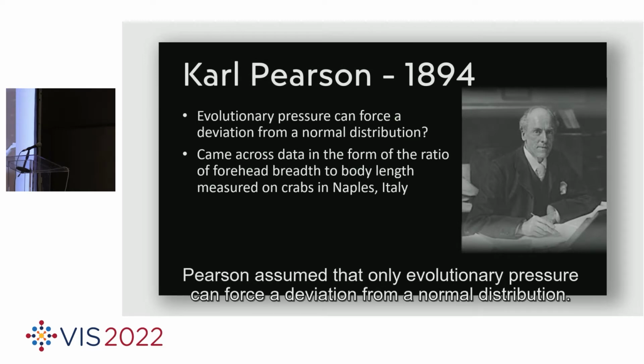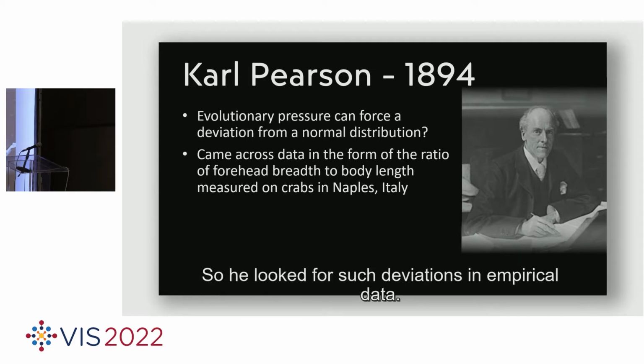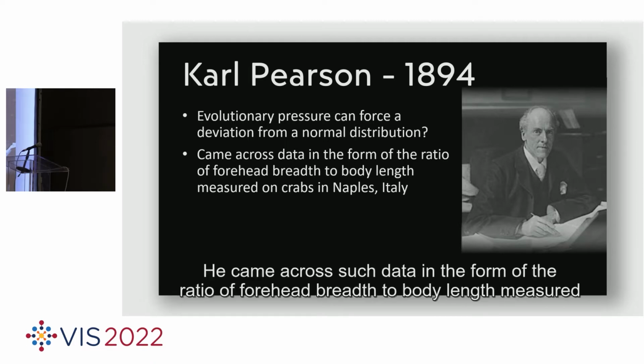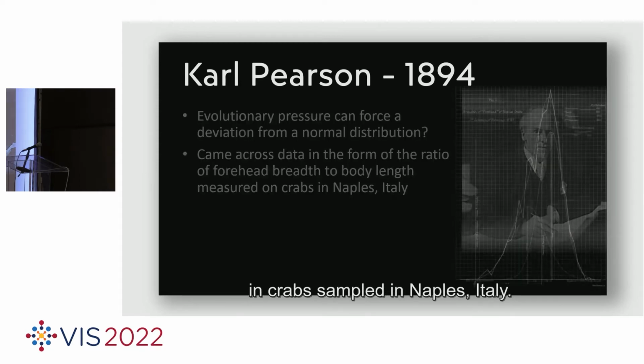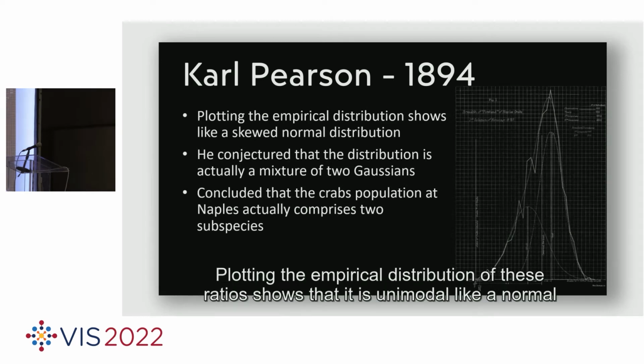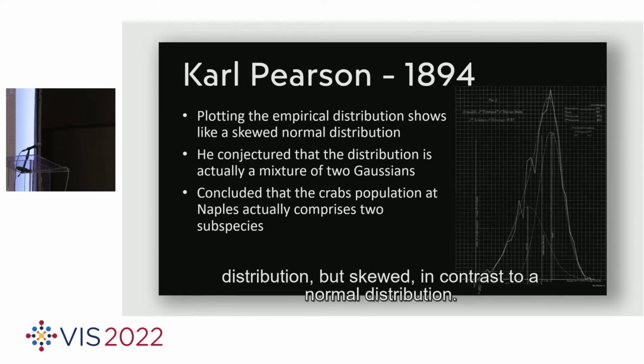Pearson assumed that only evolutionary pressure can force a deviation from a normal distribution. So he looked for such deviations in empirical data. He came across such data in the form of the ratio of forehead breadth to body length, measured in crabs sampled in Naples, Italy. Plotting the empirical distribution of these ratios shows that it is unimodal, like a normal distribution, but skewed, in contrast to a normal distribution.